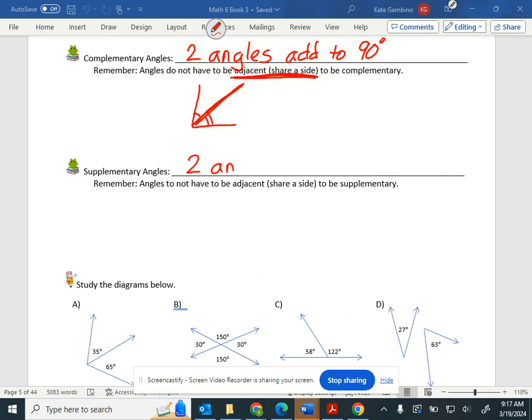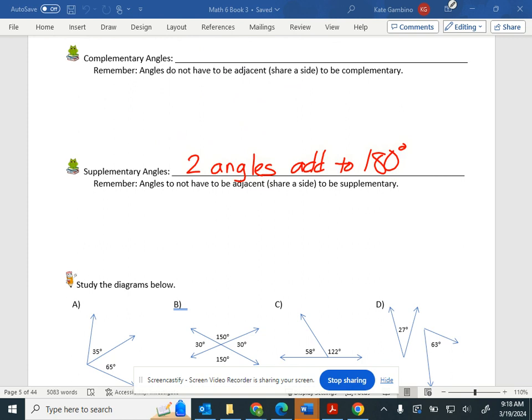Supplementary, two angles add to 180 degrees. So it's that straight line. For some reason, I always go with 110 and 70. That's just my go-to supplementary angles. So complementary, two angles add to 90 degrees. Supplementary, two angles add to 180 degrees. Adjacent, the two angles share a side.